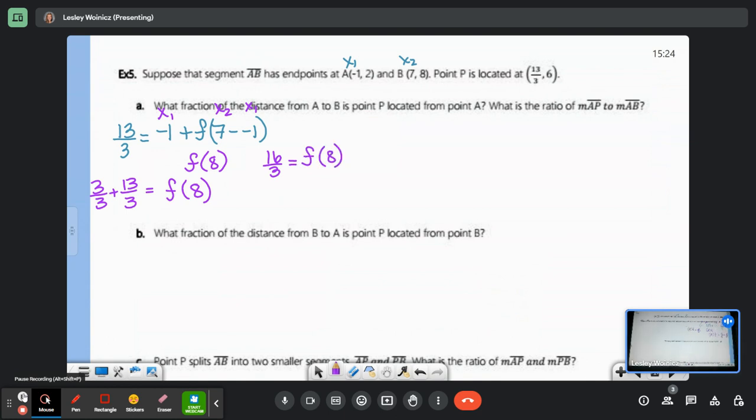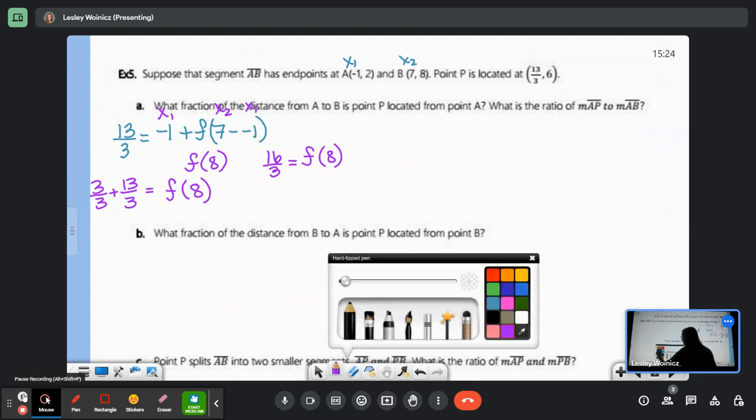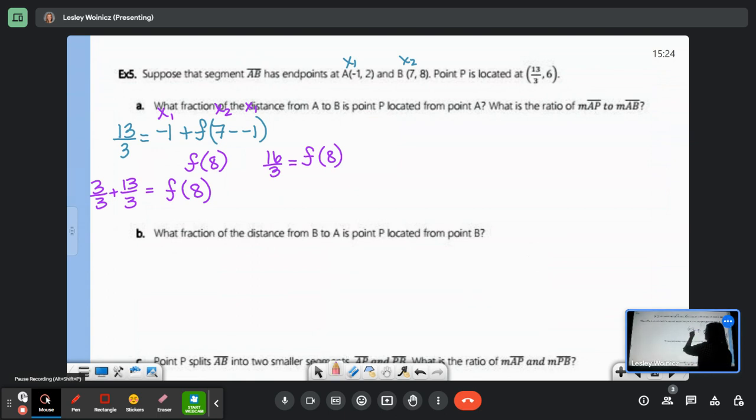Okay, how do we undo multiplying by 8? Divide by 8 on both sides. So, how many 8s are there in 16? 2. So 16 is 2 times an 8, so the 8s are going to cancel. Do you see that I just get to keep my 2 thirds? Okay, cool. So my fraction is 2 thirds.